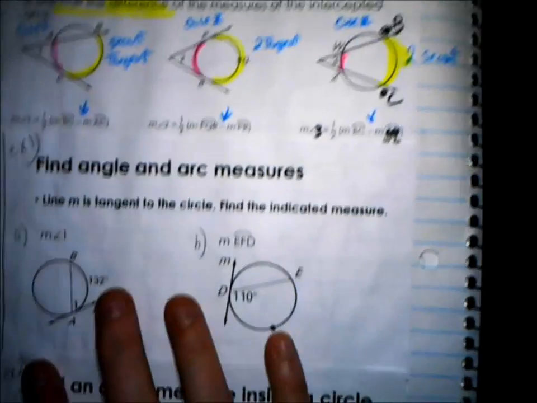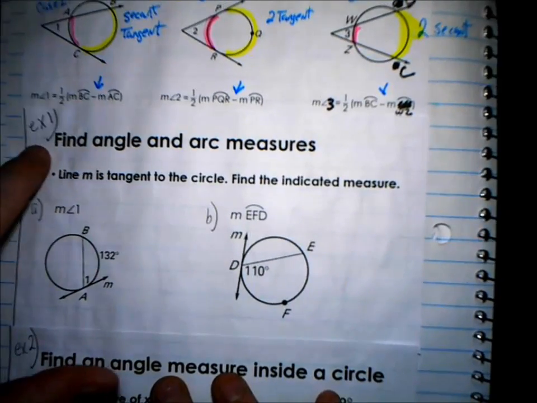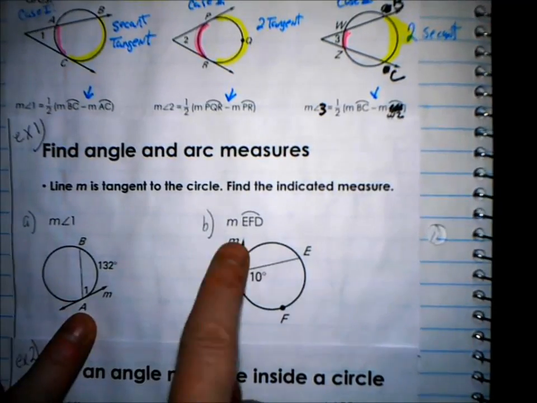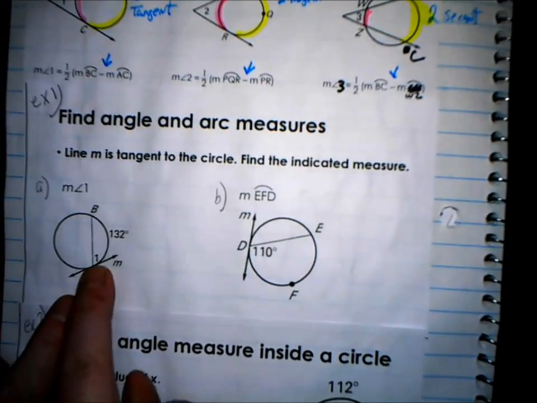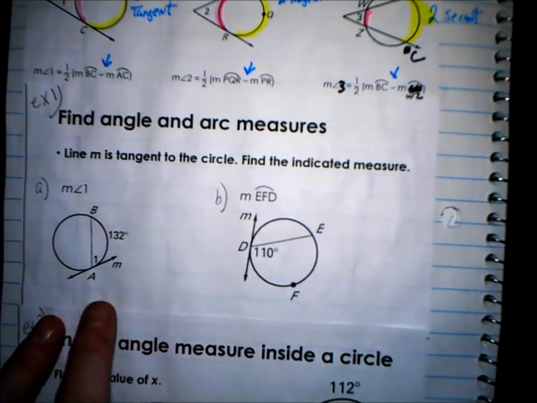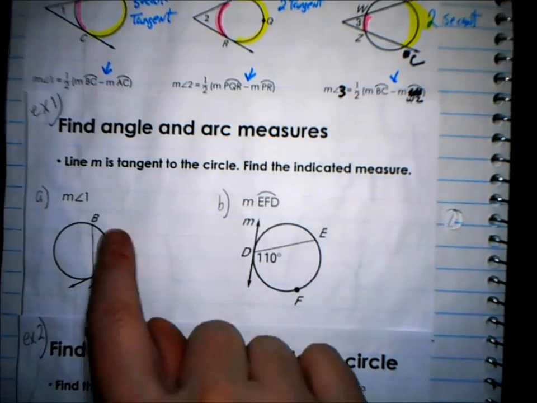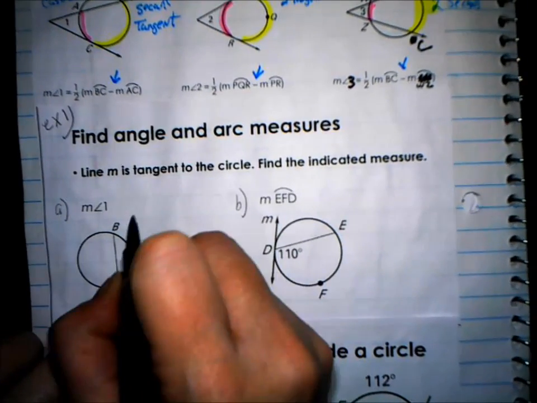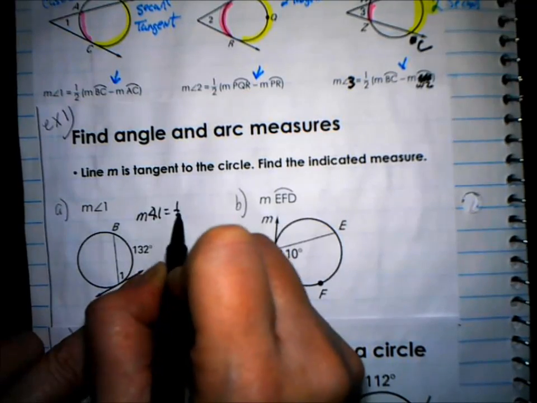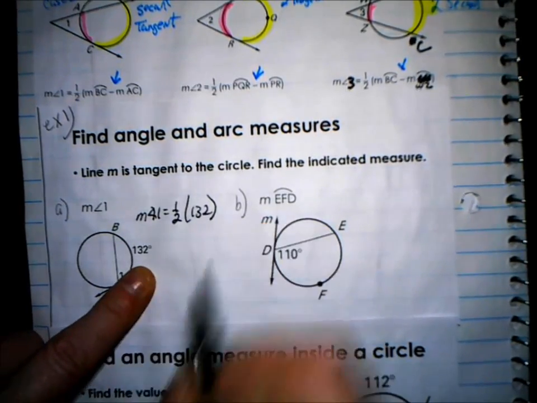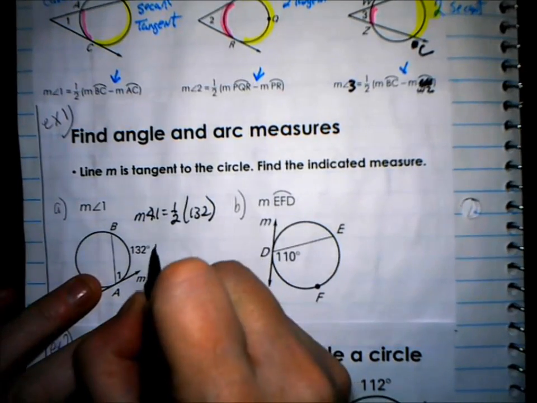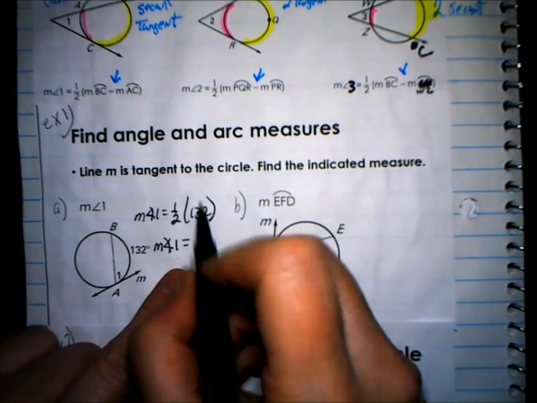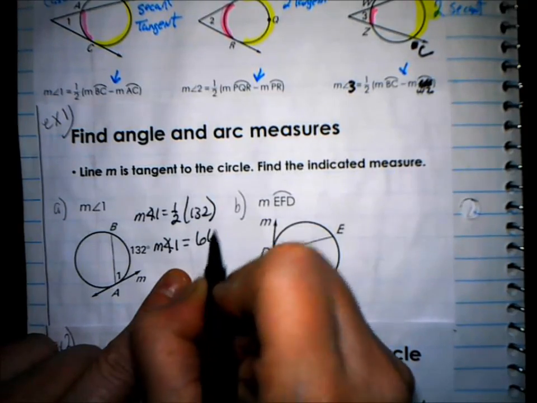Okay, on to examples. On example 1, it says M is tangent to the circle on both of these. Find the indicated measure. So on this one, we want to find the measure of angle 1. What is stated tells me that this intercepted arc is 132, and this is pulling from the first theorem here, that the angle is half the measure of the intercepted arc. So the measure of angle 1 will be 1/2 of 132. If I divide that in half, I'll have the measure of angle 1 equals 66 degrees, I believe.